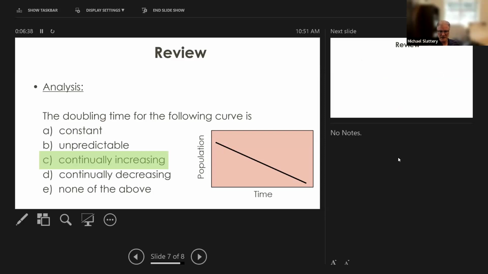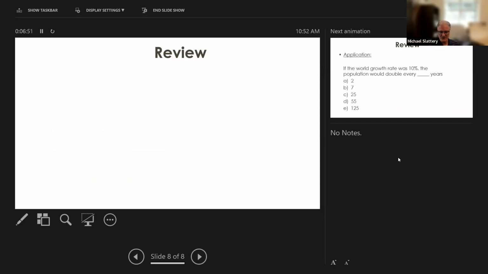So remember, doubling time is the rule of 70 divided by R. And here the population is decreasing over time, which means that R must be going down, which means that it's going to take longer and longer and longer for that population to double.